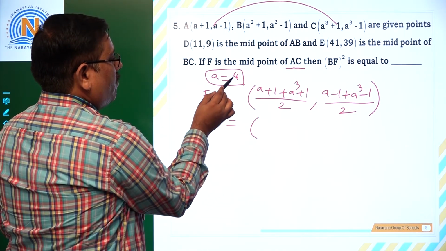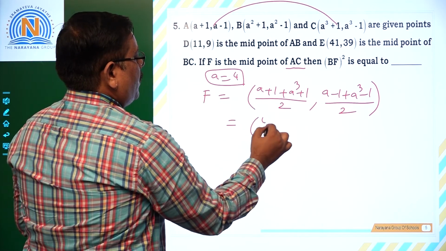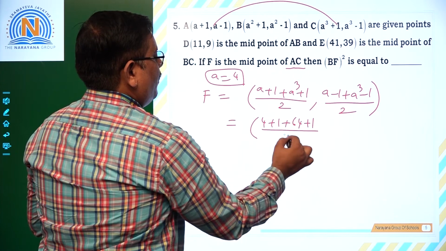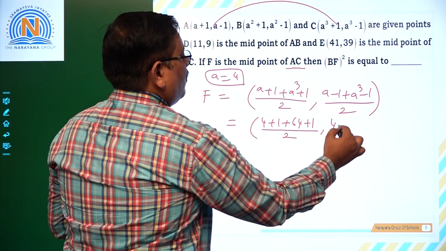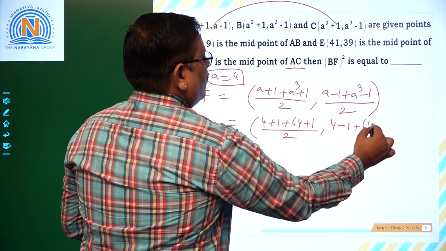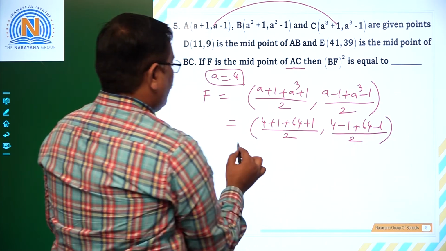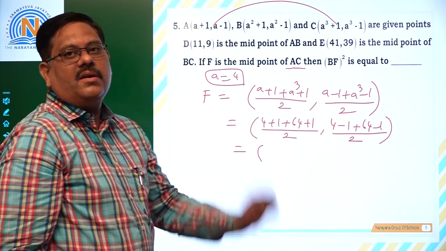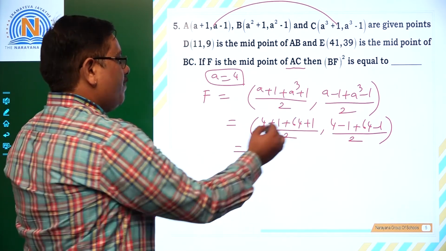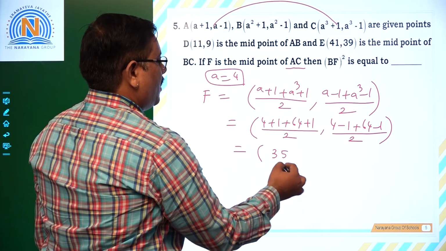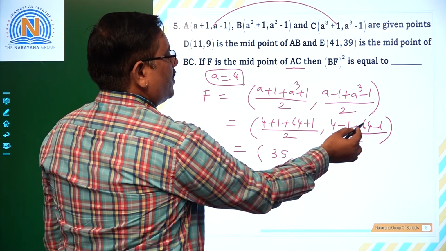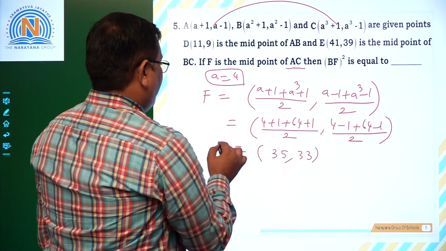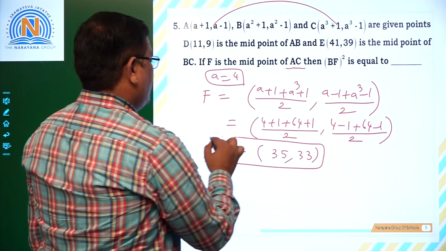Let us try to substitute the value 4 here. (4 plus 1 plus 4 cube, that is 64, plus 1)/2 comma (4 minus 1 plus 64 minus 1)/2. What is that then? 4 plus 1 is 5, 5 plus 65, how much is that? 70. 70 by 2 is 35 comma here 4 plus 64, that is 68 minus 2, 66 by 2, that is 33. So F is (35, 33).